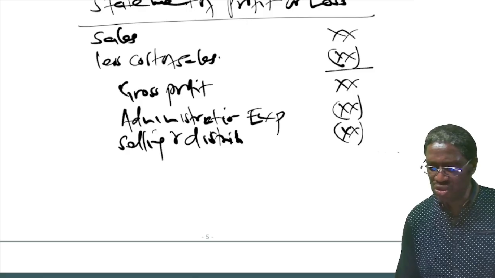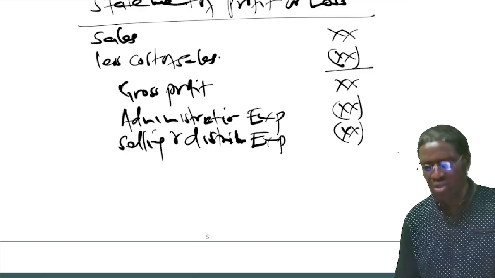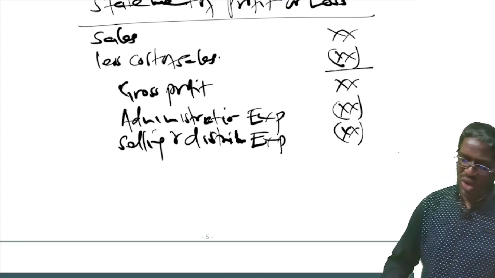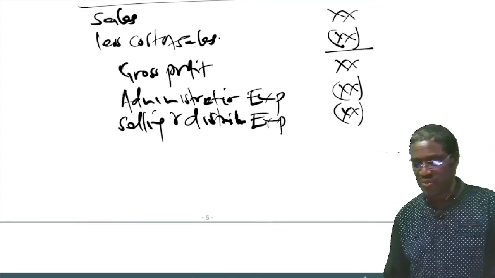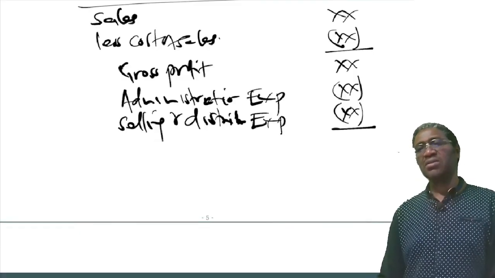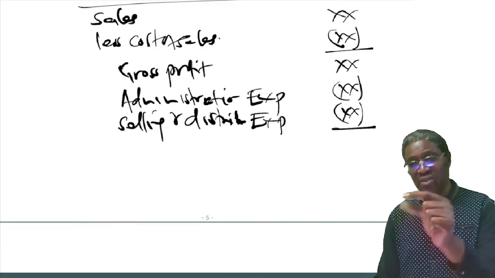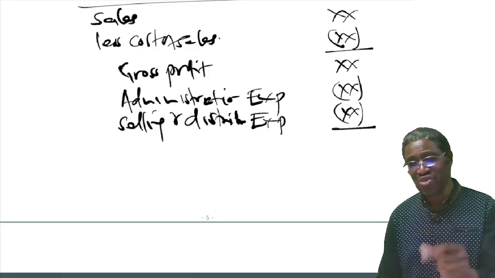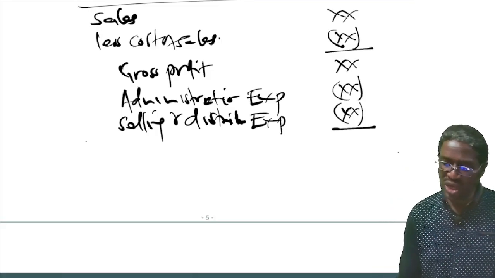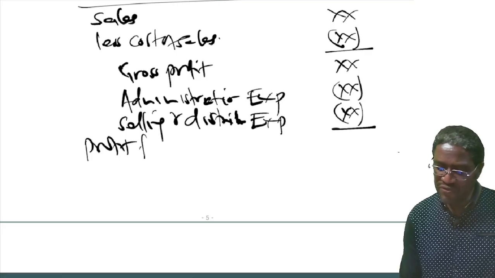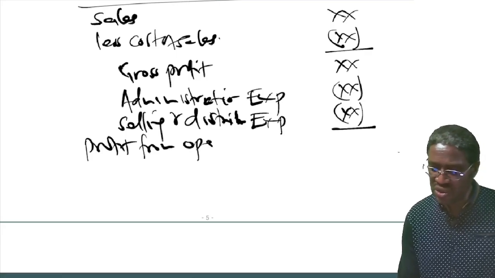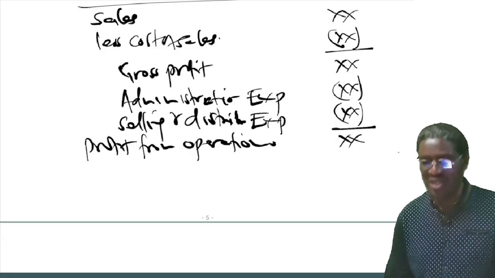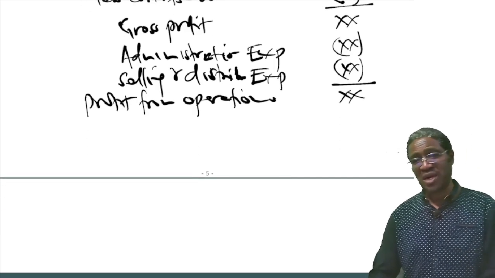Selling and distribution expenses, or some books will just call them distribution expenses. Once you minus those expenses from the gross profit, you have minus the admin expenses, you have minus the selling and distribution expenses, you get what we normally call profit from operations, whatever it is that you get as the net amount.